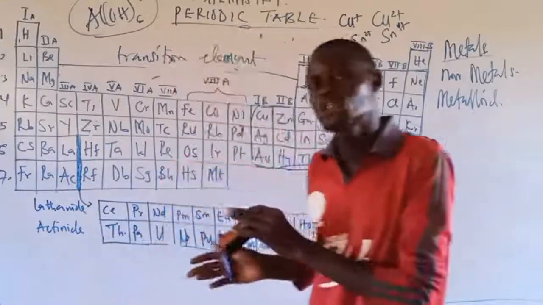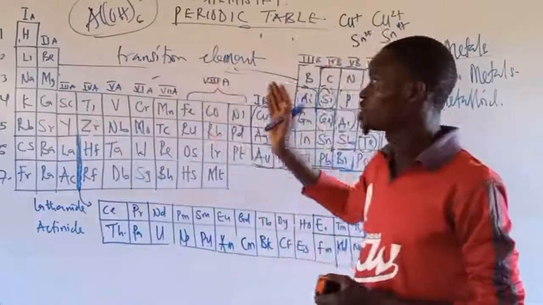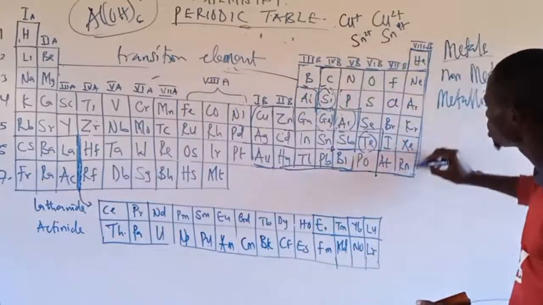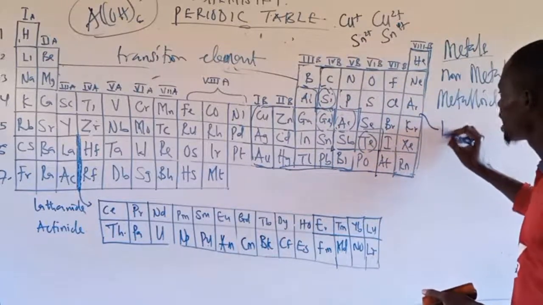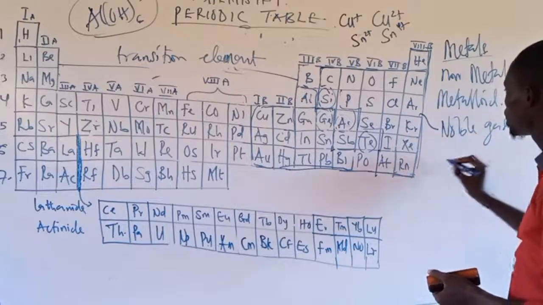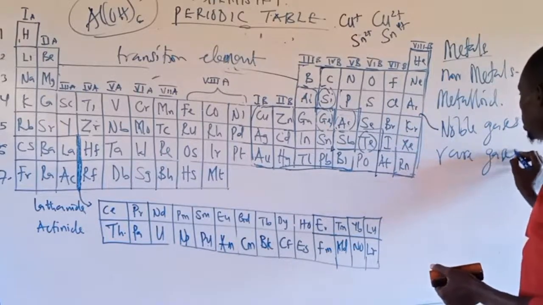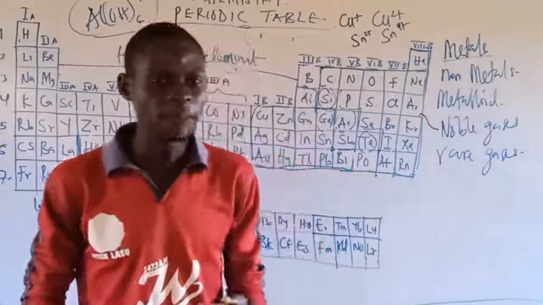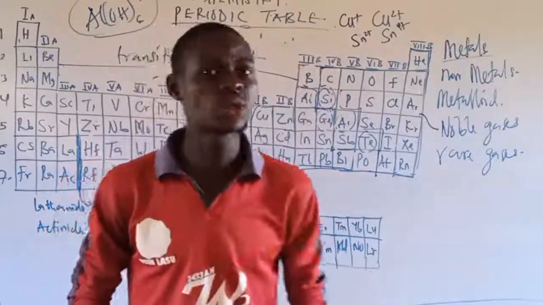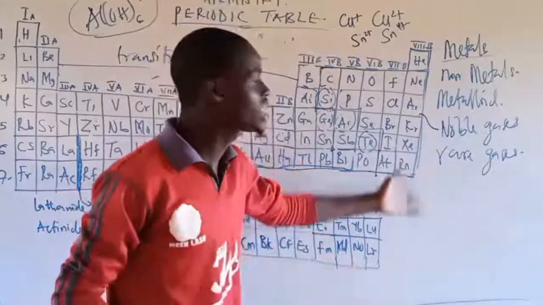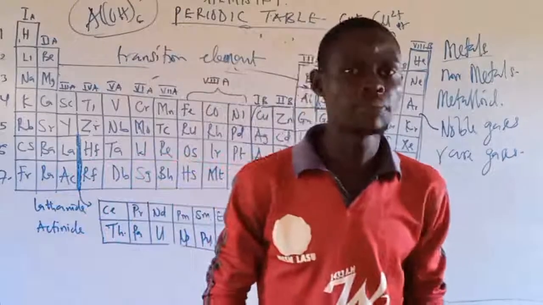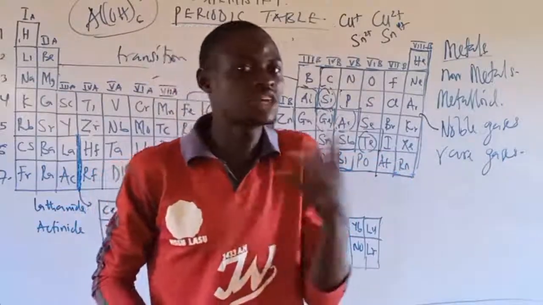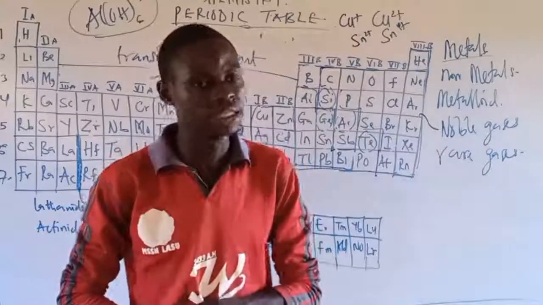Now, please note, we group them into metals, transition metals, and non-metals. And also, the group found here, the group 8 elements, are otherwise known as the noble gases, or we call them the rare gases. One of the characteristics of the noble gases, as I said earlier on, is that they do not take part in any form of chemical reaction. One of the reasons is that the noble gases have completely filled orbitals. It simply shows that they have an octet structure. So they neither give up electrons nor accept electrons from any other element.